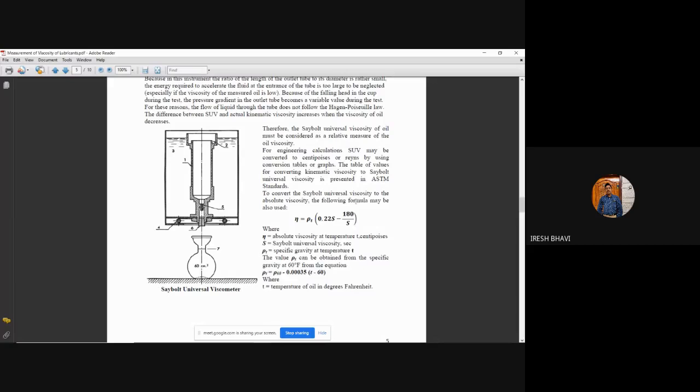The standard method of measuring the viscosity of lubricating oil is by the use of the Saybolt universal viscometer, which is illustrated in the figure. You can see here. To make this viscosity test, the oil to be tested is brought approximately to the required temperature. See here, there are heating coils, these. Suppose you want to measure the oil at a required temperature, for example 45 or 50 degrees Celsius, you can maintain that temperature in this apparatus by using these heating coils.